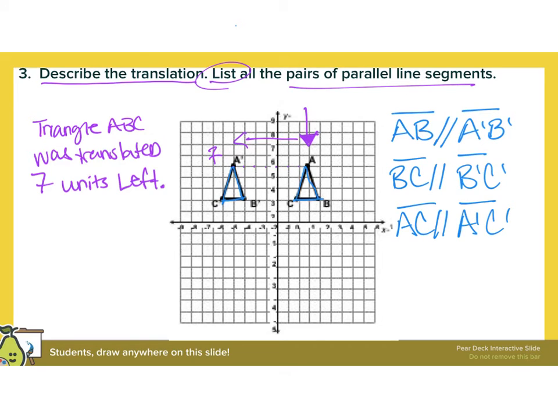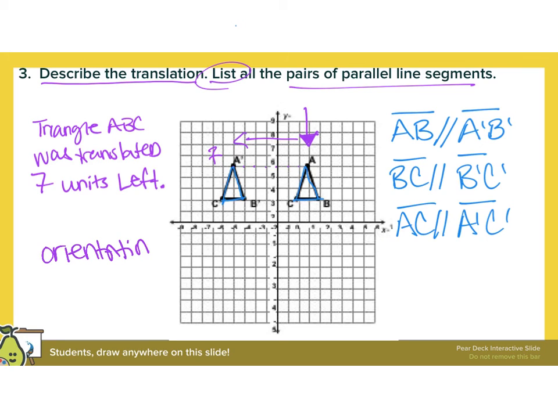Again, properties that are preserved: size, shape, side lengths, area, perimeter. The location has changed, but look at the orientation. Did the orientation change? Is the way these two triangles facing, has it changed? No. So hopefully now you realize whenever you're translating a shape, the orientation stays the same.